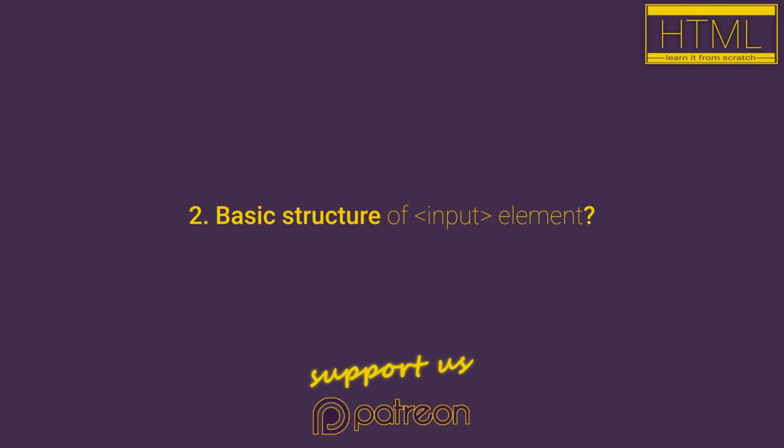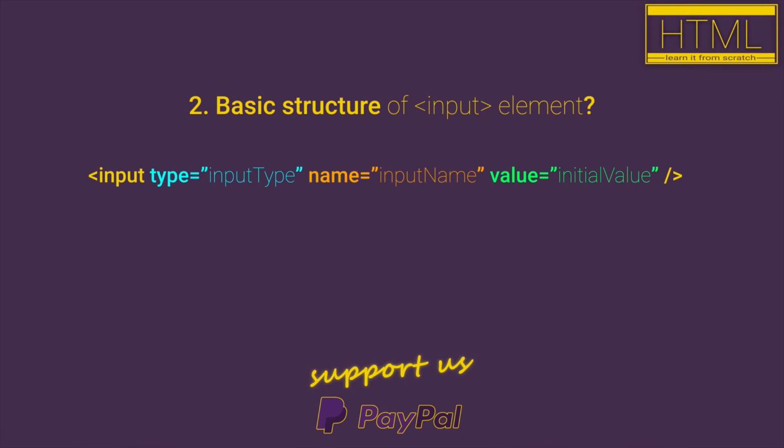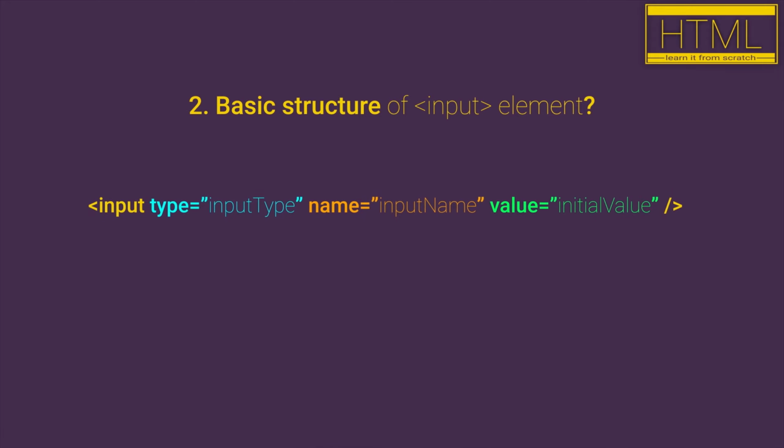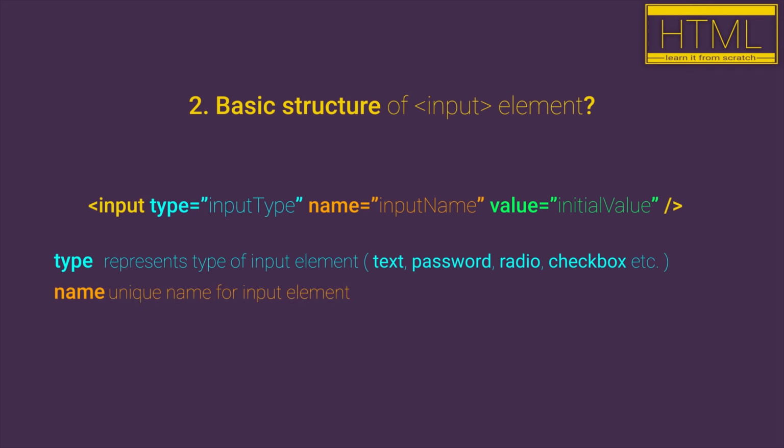What does the basic structure of an input element look like? Well, an input element usually contains the type HTML attribute, which represents the type of input element, the name HTML attribute, which represents a unique name for our input element.